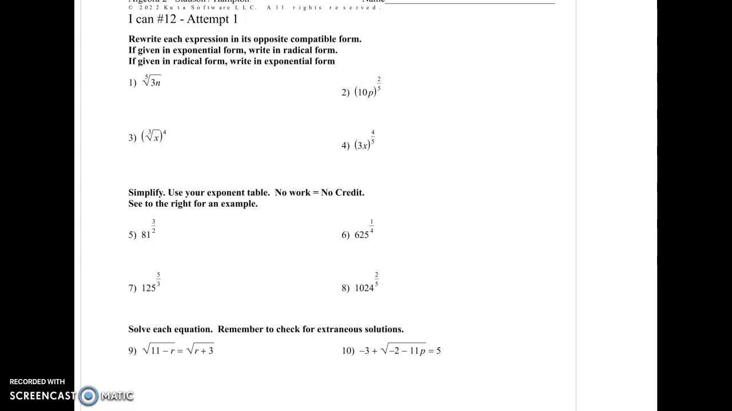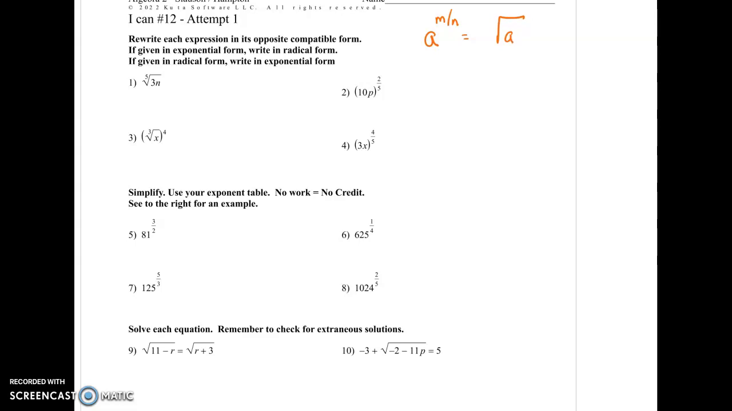So in our first section, we're going to write each expression in its opposite compatible form. So if it's an exponential problem, we're going to write it as a radical, so we'll have a check mark. And if it's a radical, or a check mark, then we'll write it as an exponent. And here is the general format for these problems.